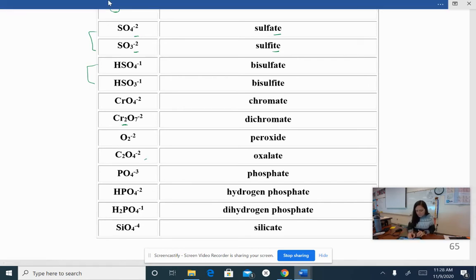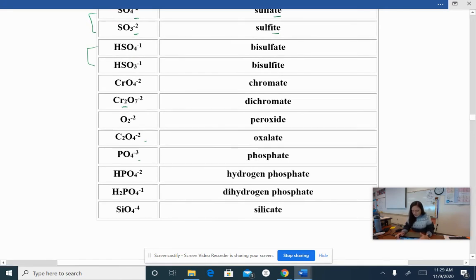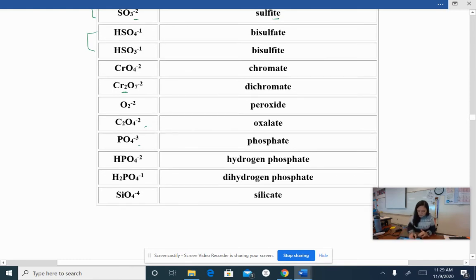We have oxalate, which creates a very weak acid that we use in a lot of things. We have phosphate, which we use a lot in fertilizers to help plants grow stronger and produce more. We have hydrogen phosphate, and we have dihydrogen phosphate. So this is also a group here. And then we have silicate. Silicate is the ion that creates a lot of rocks. You will see a lot of geological formations, a lot of rocks are built with silicate. Okay, so this is just an overview of those polyatomics.